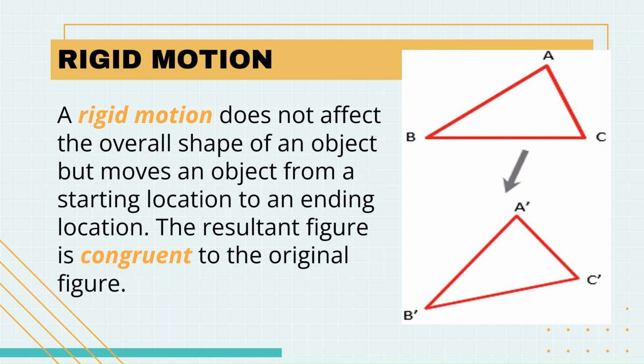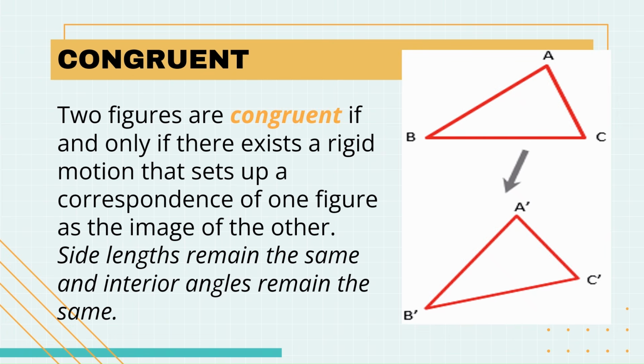That means for A and B, the segment AB should be equal to segment A'B', where A' and B' are the images of A and B respectively. And when we say congruent, two figures are congruent if they have the same side lengths and the same angle measures. So if you can move one figure to match the other exactly, that's rigid motion. Hence, we say that triangle ABC is congruent to triangle A'B'C'.